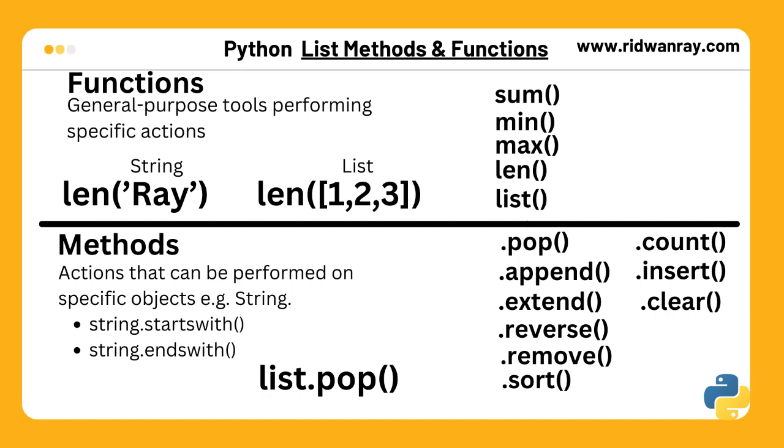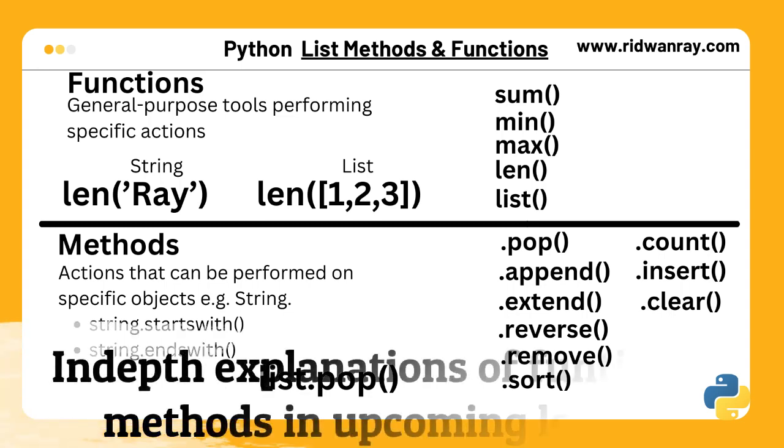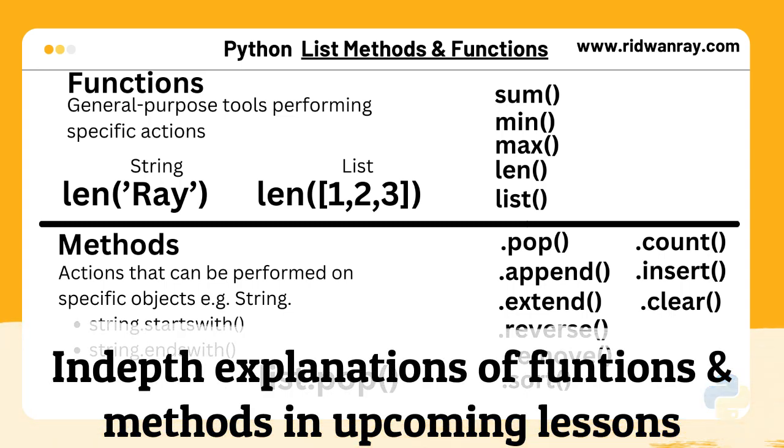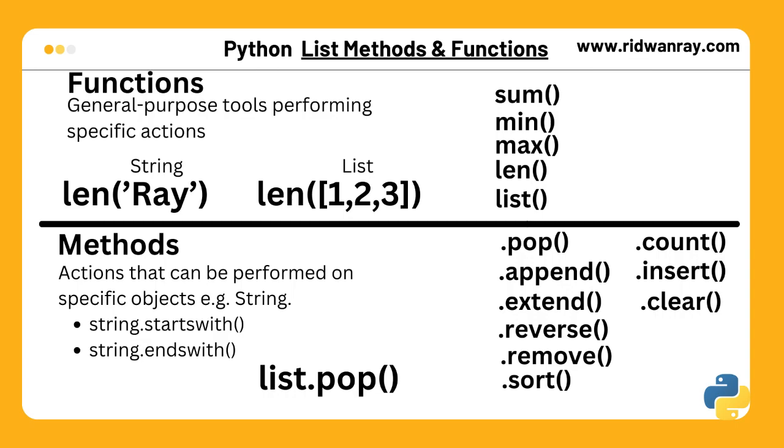For instance, you might use methods like string.startsWith, which is used to determine if a string starts with another string. The startsWith method is particular to a string data type. It cannot be used with a list or a number. The same applies to pop. It is specifically used with a list data type. More in-depth explanations of functions and methods will be provided in upcoming lessons. Without further delay, let's dive in.